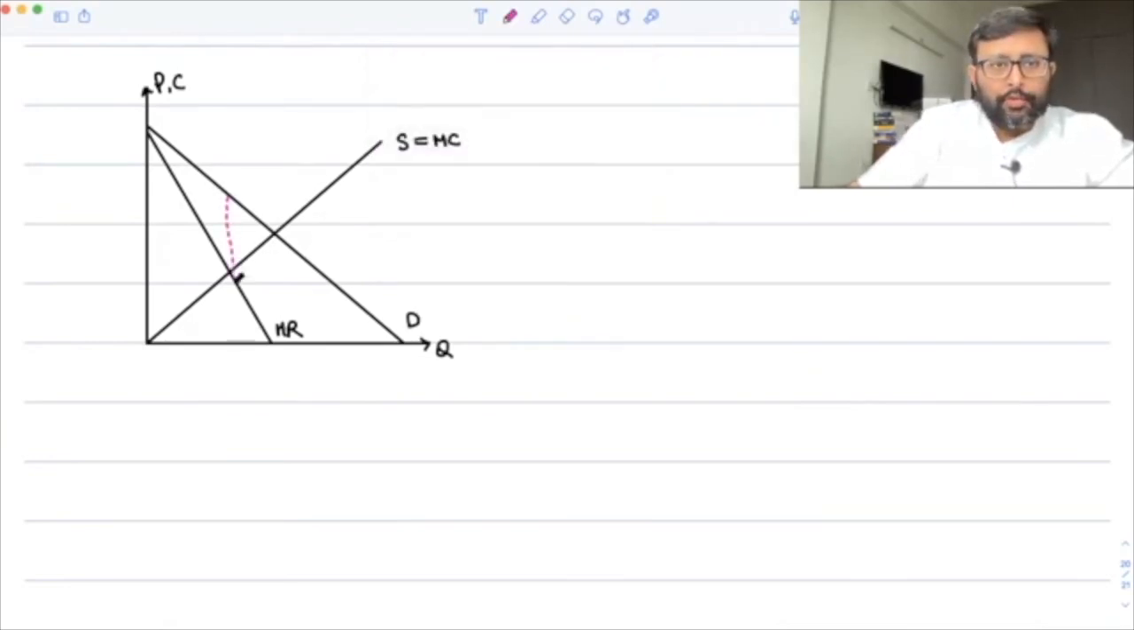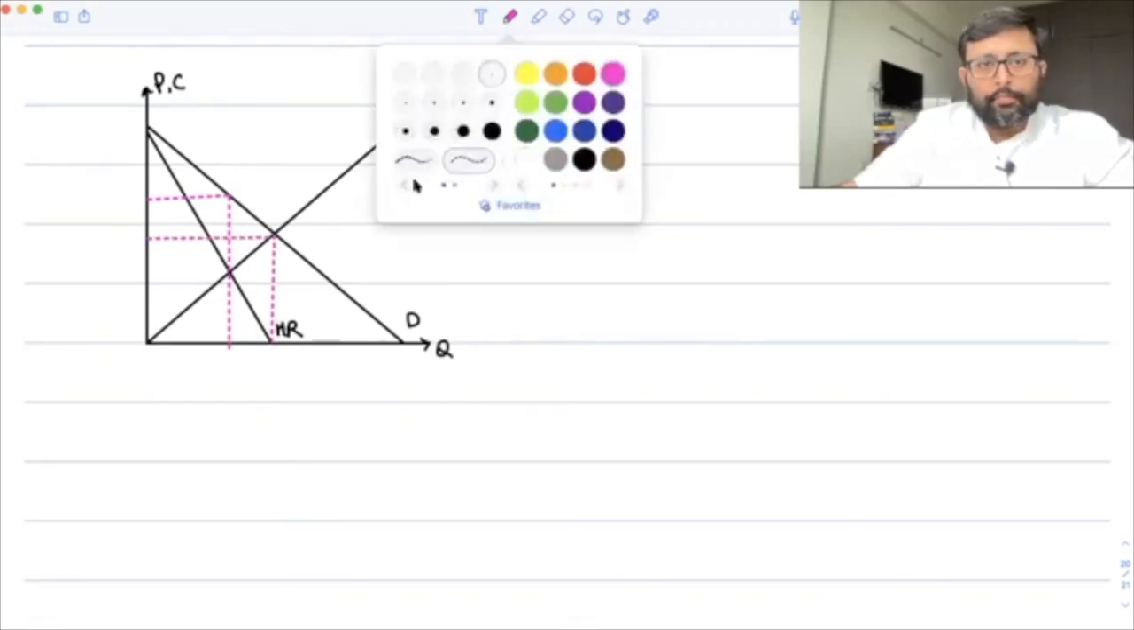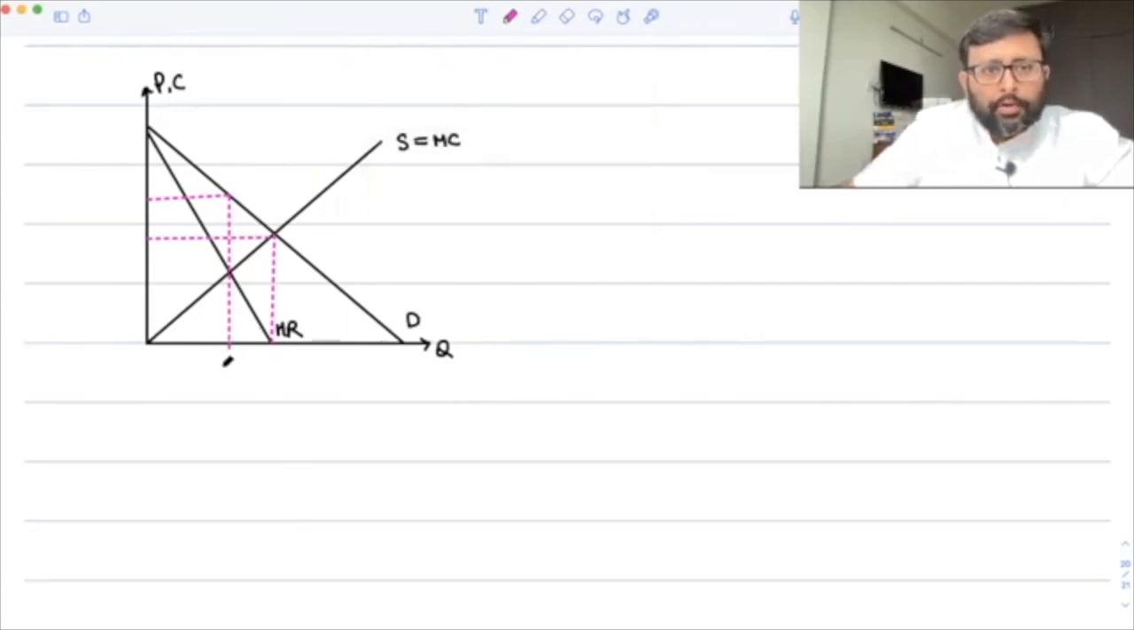The monopolist is going to produce at this point, and the price is going to be this. So you have the monopolist producing here, charging PM, and the competitive firm is going to produce here, where demand is equal to supply, and charging this much, right?